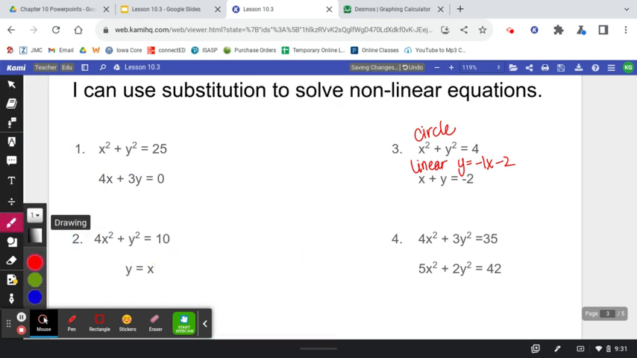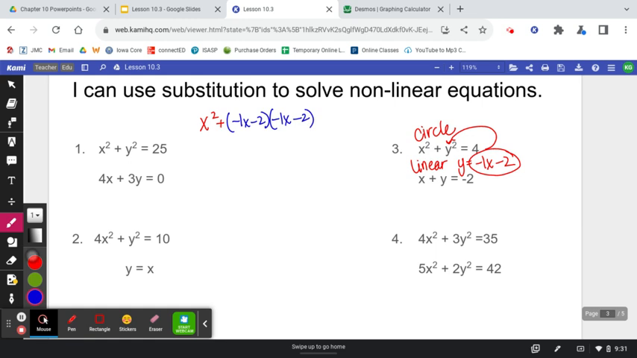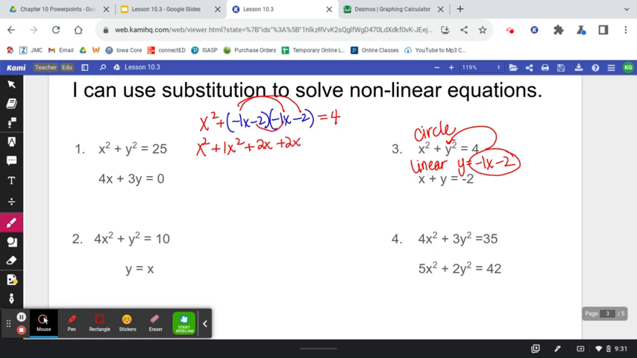So I'm going to take this y equals negative 1x plus 2, sub it in for y. So my top equation becomes x squared plus, and instead of y, I'm going to have negative 1x minus 2. Squared means to multiply it by itself, so I'm just going to go ahead and write it out twice. Equals 4. So then I'll have x squared plus 1x squared plus 2x plus 2x plus 4 equals 4.